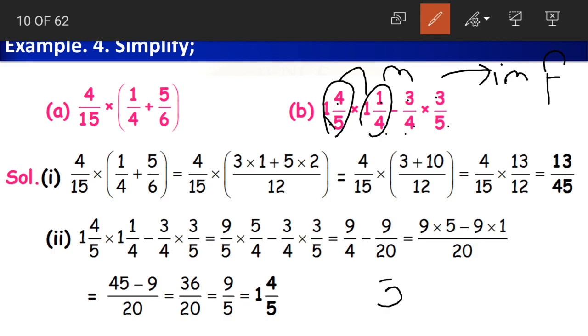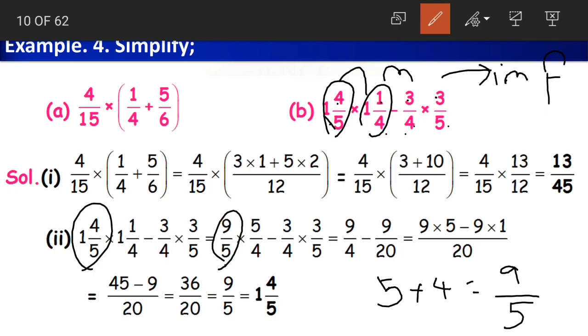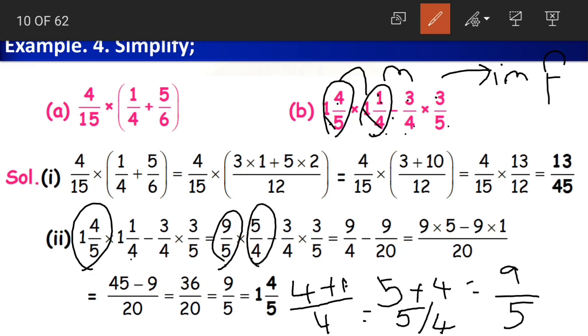1 5s are 5, plus 4. 5 plus 4 becomes 9, and the denominator is 5. So 1 4 by 5 becomes 9 by 5. Yes students. Now 1 1 by 4. 4 ones are 4, plus the numerator 1, divided by the denominator 4, which is equal to 4 plus 1, which is equal to 5 divided by 4. Yes, 1 1 by 4 becomes 5 by 4.